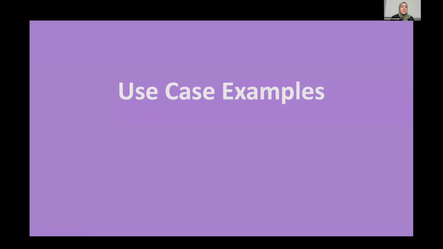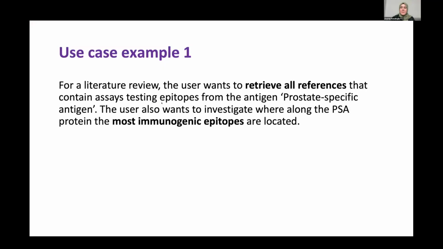So now we covered the basics of CEDAR, and I want to actually go into some use case examples to demonstrate what kind of searches you can perform using this database. In the first example, let's say you're working on a literature review about prostate cancer, and you want to find all studies that tested epitopes from prostate-specific antigen, also called PSA, and you're also interested in finding out which regions of the PSA protein are most immunogenic.